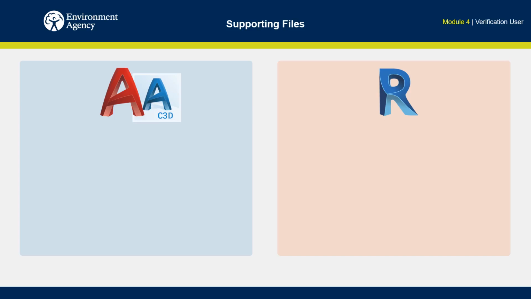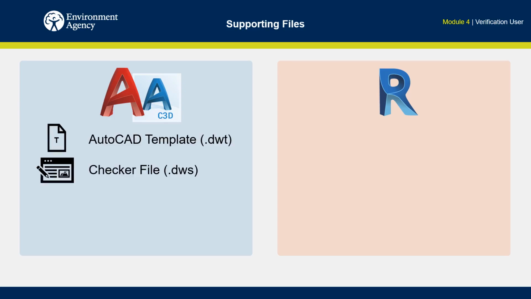The Checkup plugins need supporting files to verify drawings and models against a specific standard. The Environment Agency CAD and Object standards include a set of supporting files for both AutoCAD and Revit applications. AutoCAD support files include a drawing template configured to the standards. Using this file to generate a new drawing or model will help users adhere to the standards.